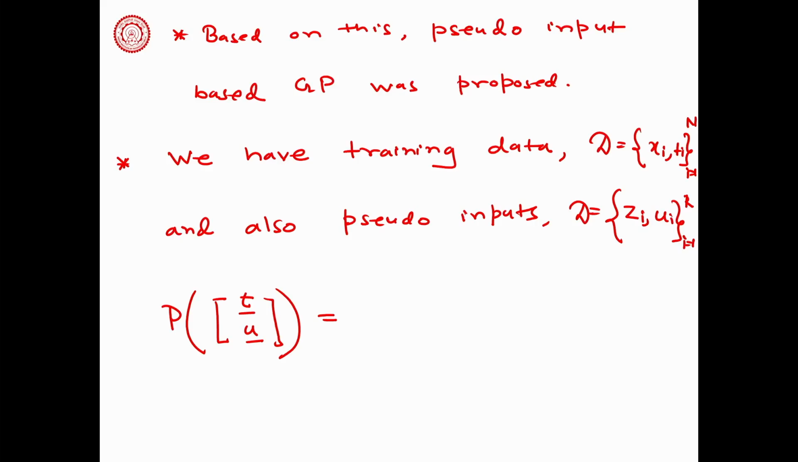Why? Because from the definition of GP, any finite collection from a Gaussian process will have a consistent Gaussian distribution. Now, u is also a finite collection from that GP. So, then this will also be a multivariate Gaussian. Okay. So, now same logic, for t and u, what is the mean? As per our prior assumption, what was the mean of the probability of y? We are working with a zero mean Gaussian process. So, this will also be zero mean.